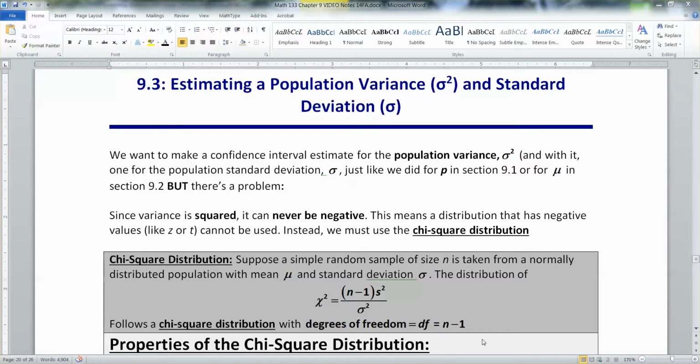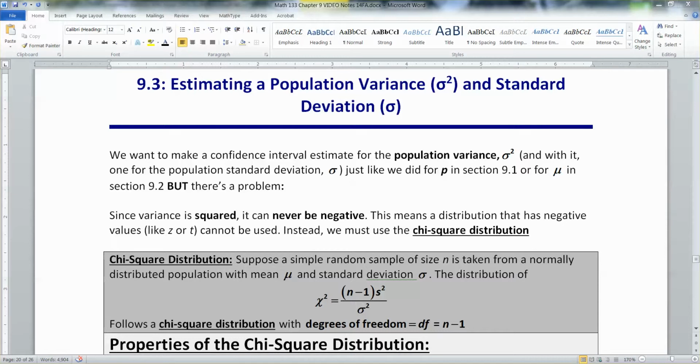The variance, remember, is the square of the deviation, or vice versa, the standard deviation is the square root of the population variance. Okay, so we want to make a confidence interval estimate for the population variance sigma squared, and with it, one for the population standard deviation sigma, just like we did for p, the proportion in 9.1, or for mu in 9.2. But there's a problem.